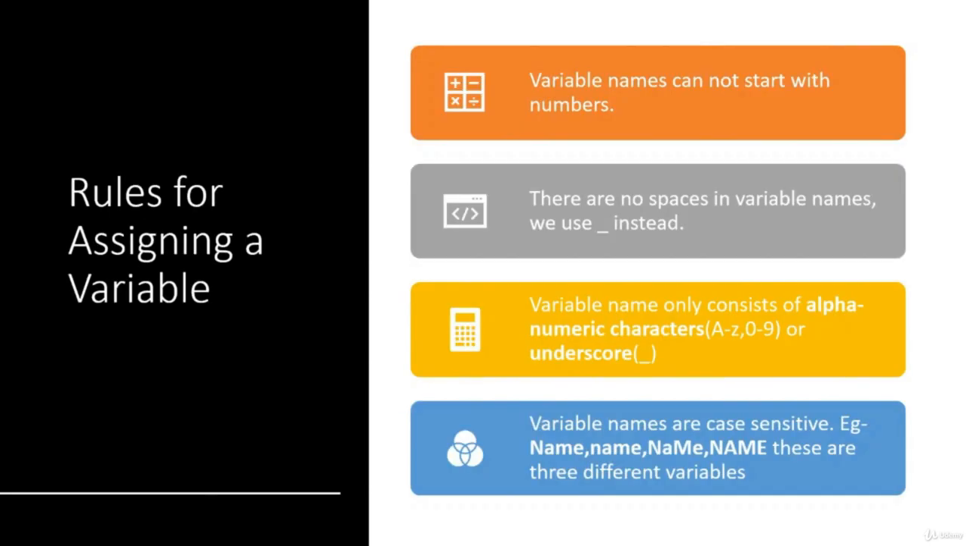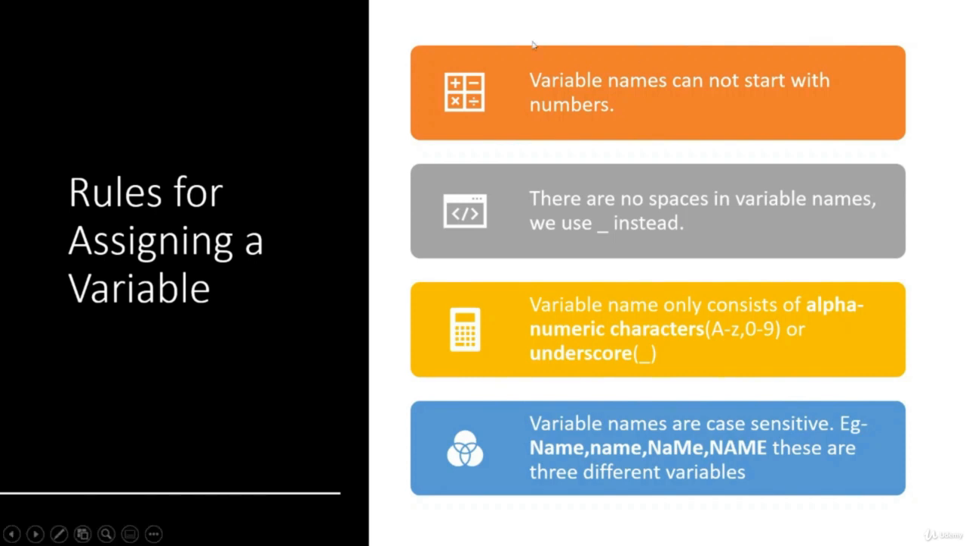Okay, the rules for assigning a variable. Variable name cannot start with numbers. There is one very simple thing, it is applied in all programming languages, that you can't start a variable name with a number. Like if you want to declare a variable x, then you can't write 1x. You can write x1, but you can't write 1x.